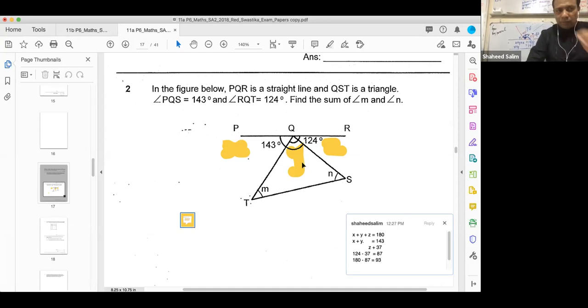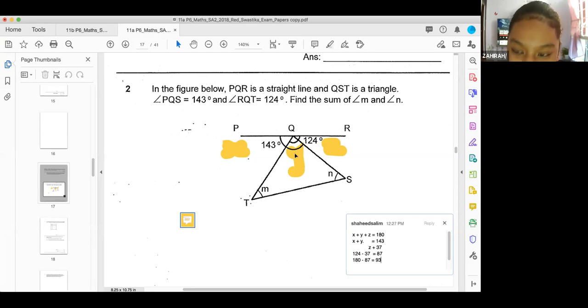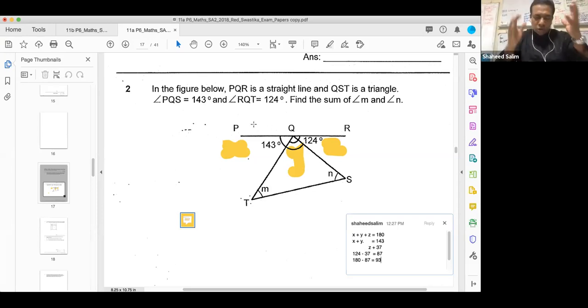Do you get it? All get it or not? Yes, yes. Okay, okay. I want you to believe in yourself because it is within your reach.